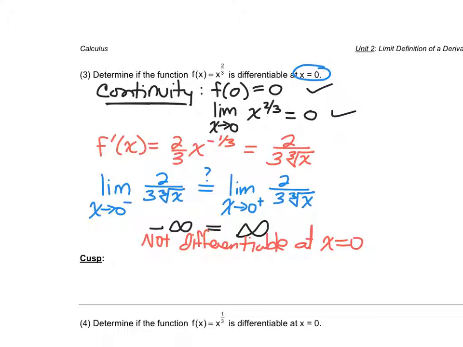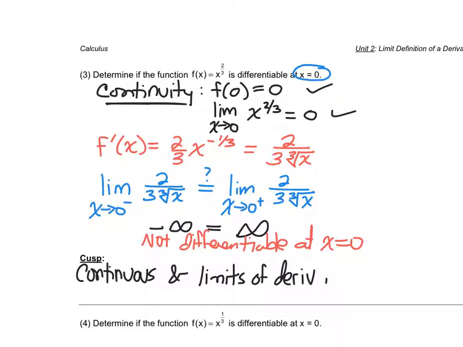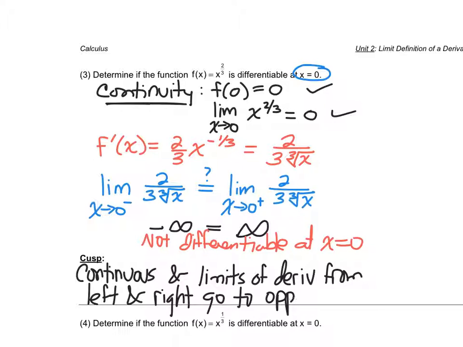So what this is telling me is if we're dealing with a continuous function, and the limits of the derivative from left and right go to opposite infinities.